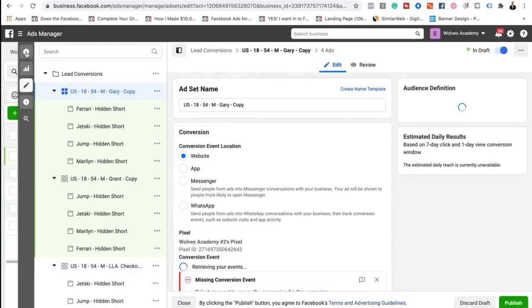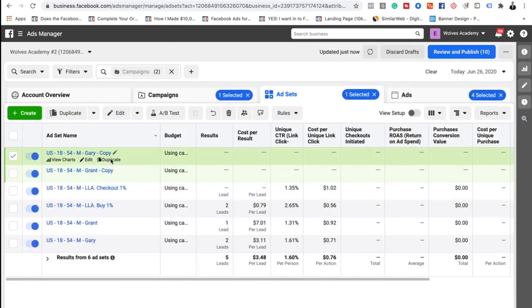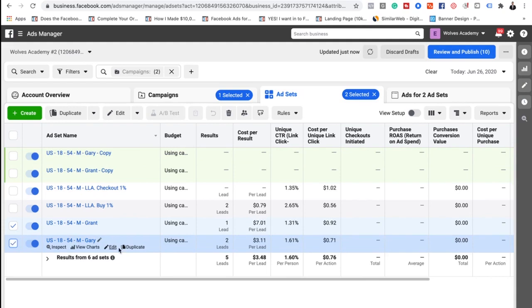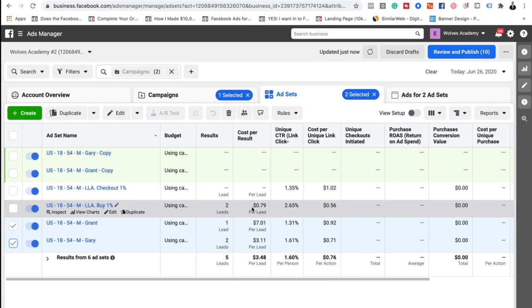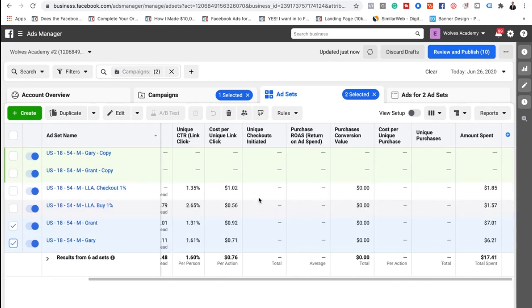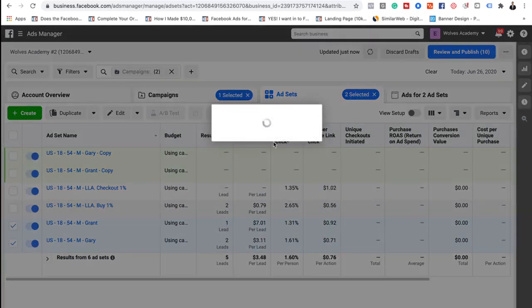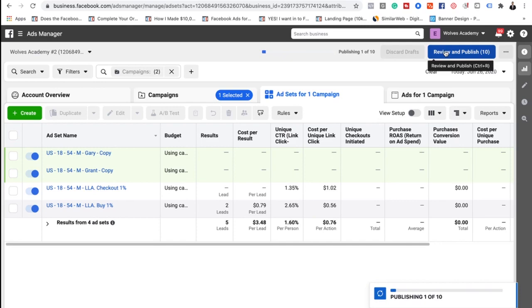I want to keep it as copy, because I want to know that I duplicated these. So I'm going to delete these, because they are way above KPIs, and you want to know what your KPIs are. My KPIs, I like to have $1.50 per lead. So we're going to delete this one below KPI. This one, I don't even know how much we spent right here? So $1.85. So we're still going to let that one run. We're going to delete that there. We're going to review and publish.